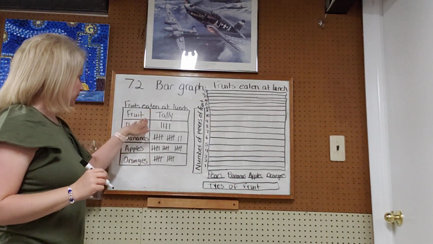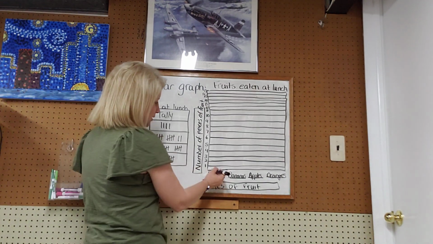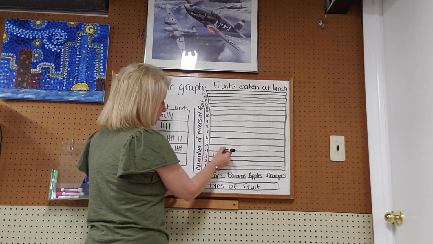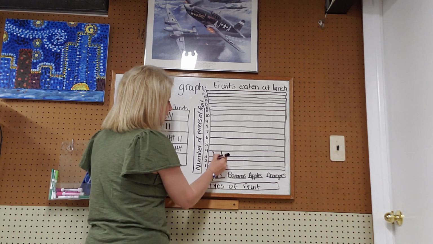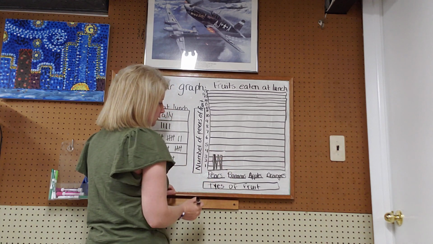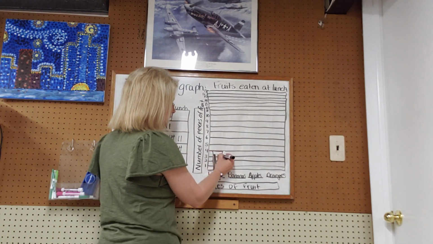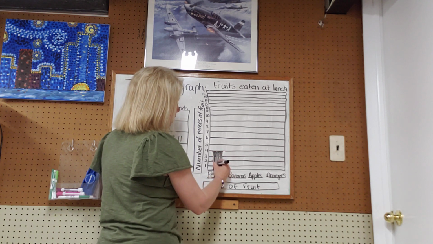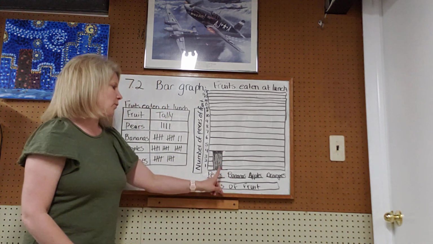Okay, now we take this number. Pears. There were 4 people that ate pears. So you're going to start down at 0 and go all the way up to 4. You're going to kind of make a rectangle shape there. Then you're going to fill in completely all the way up. If I only filled into there, it's not 4. It has to be all the way up to that complete line, filled in completely. Okay? Fill that whole bar in completely. Just like that.